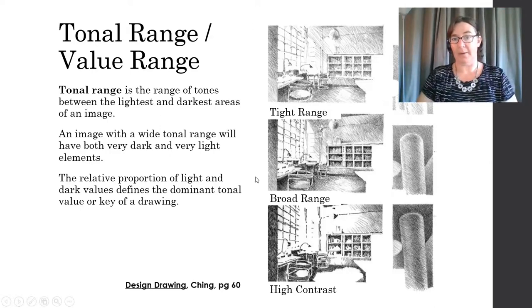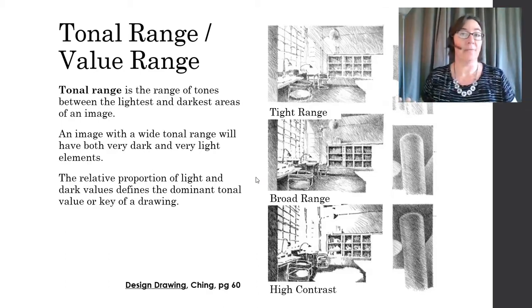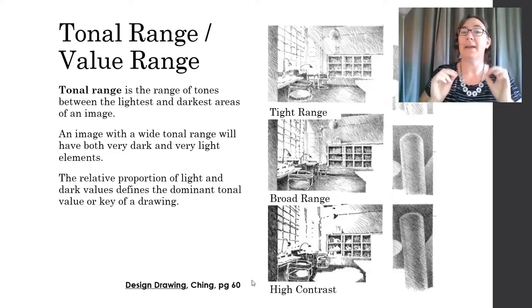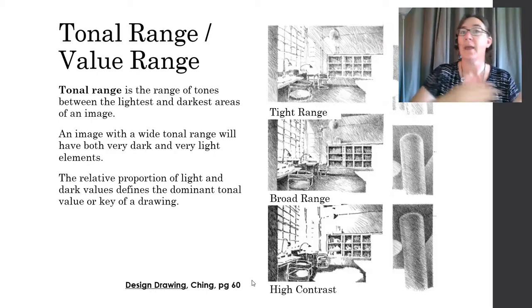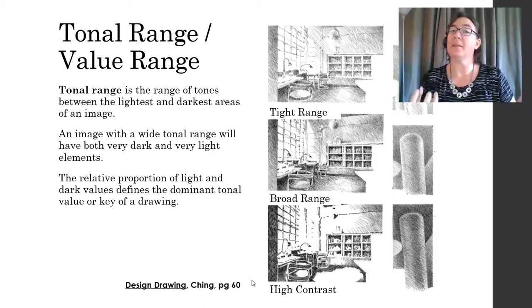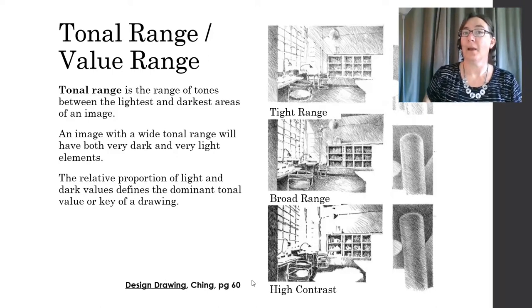This one in the middle here has a broad range. It's got both the dark and the light values. The one on the bottom, interestingly enough, also has a broad range, but it's a high contrast image, so it's missing kind of the middle values. It's got the darks, it's got the lights, it's missing the ones in the middle. Okay, so the relative proportion between lights and darks will define the dominant tonal value of a drawing.